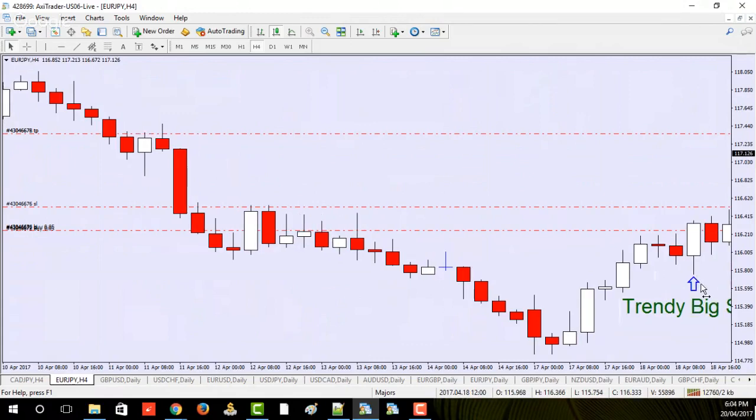I went in when we saw this big bullish candle here. And it's the biggest candle of the last 5 candles. It completely engulfs the prior candle. In fact, it completely engulfs the prior 3 candles, which is even better.